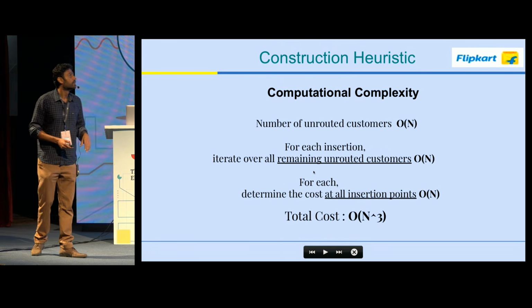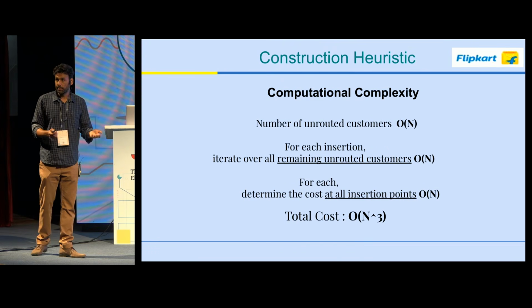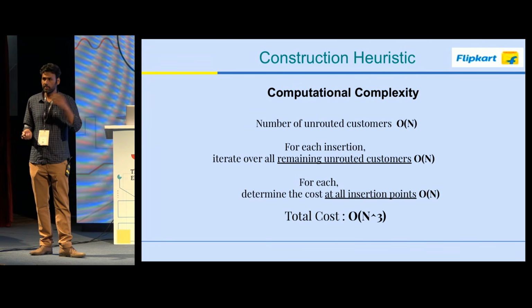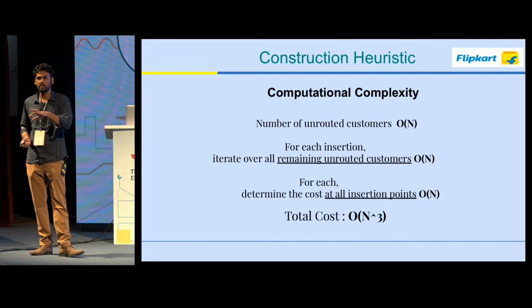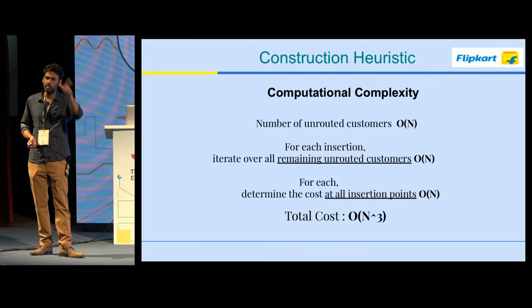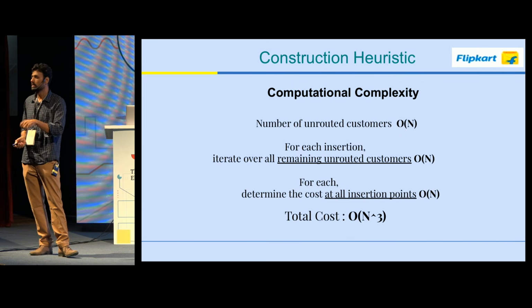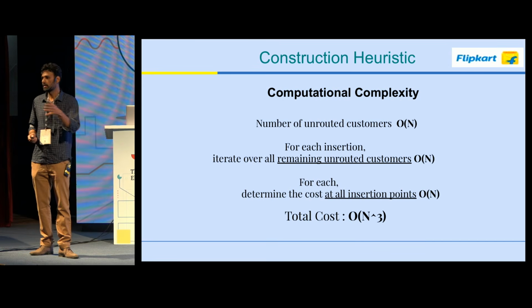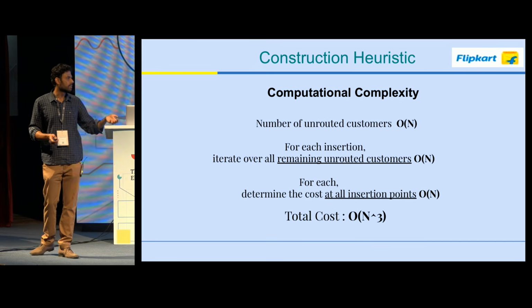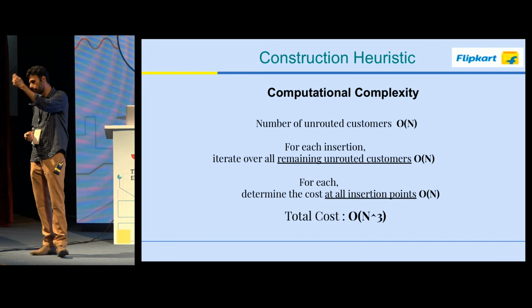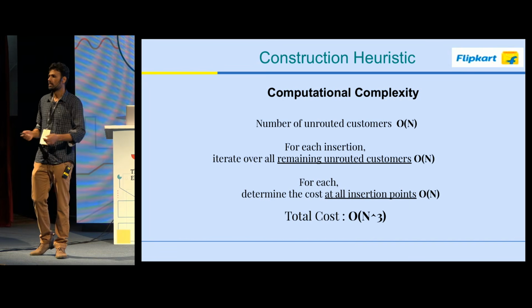Okay? That's the approach. What's the computational complexity? The number of unrouted customers is order of n. So you have to iterate over all the remaining unrouted customers when you're trying to insert one customer, which is again order of n. It decreases, but it's order of n. And then again, checking each possible insertion location is again order of n. So it's order of n cubed.